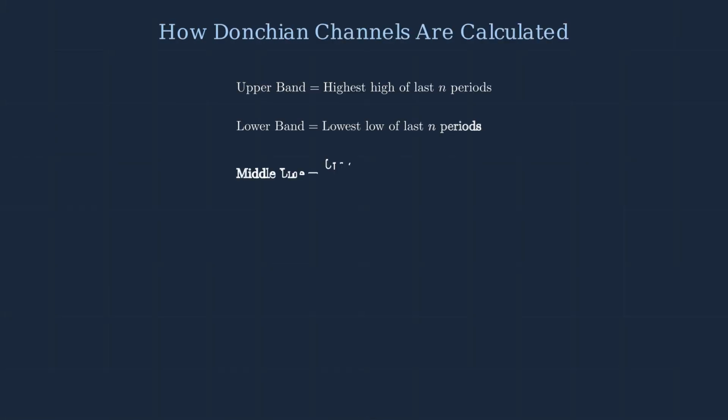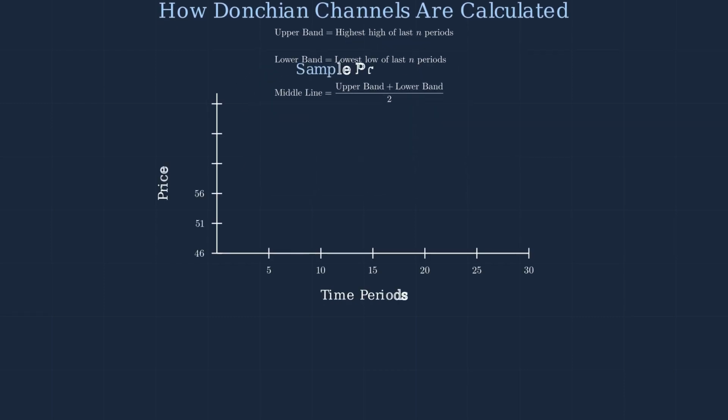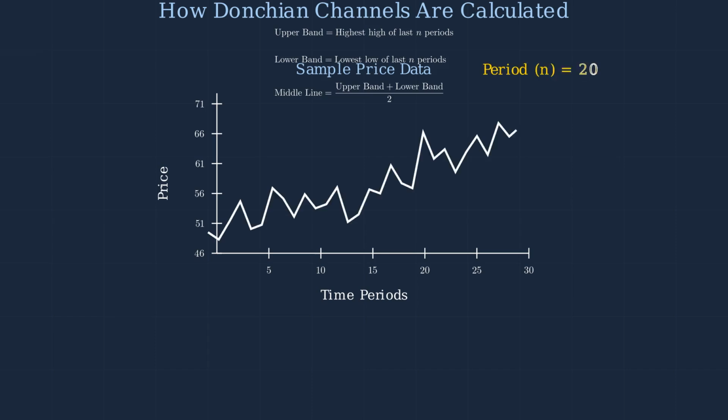Donchian channels consist of three key components, each with a straightforward calculation method. The upper band represents the highest high price observed over the last n periods. The lower band represents the lowest low price observed over the last n periods. The middle line is simply the average of the upper and lower bands, calculated by adding them together and dividing by 2. Let's visualize how these channels are calculated using a sample price chart.